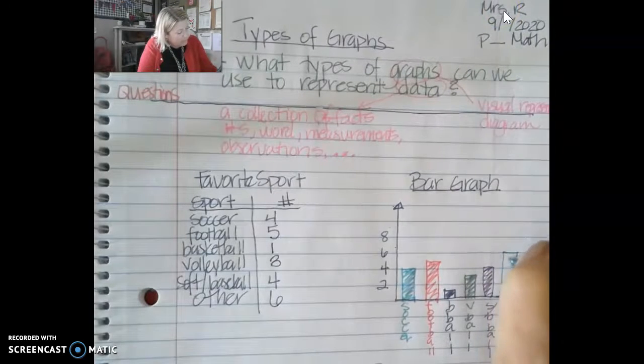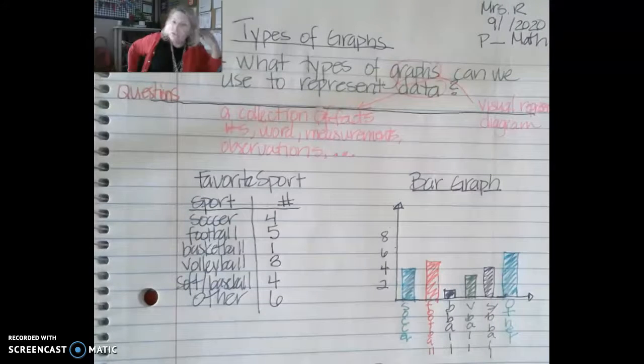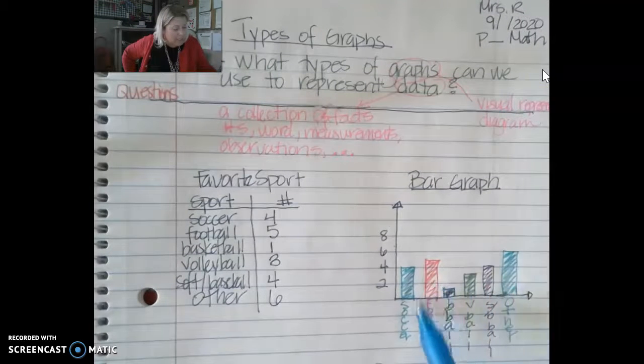So it could have been like sledding, hockey, whatever it is you like. Track and field, whatever your sport is. So that's a bar graph. And you notice that the bars are separate, right? So that's a bar graph.